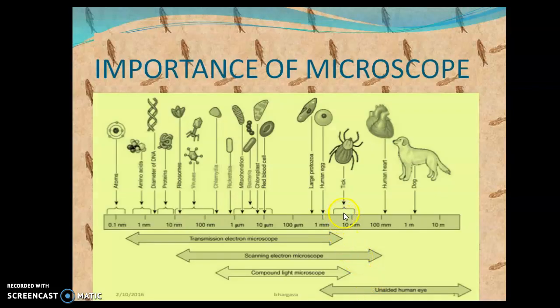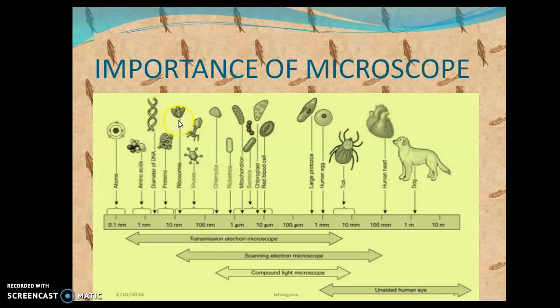If you observe this slide, if the object size is 10 mm, then we can see it with our naked eye. If the size is so small, like 0.1 nanometer, then we can't see it with our naked eye. For that purpose we require special types of lenses, for example normal glass lenses in the case of light microscopy and magnetic lenses in the case of electron microscopy. As a result we can see such tiny things, for example atoms, amino acids and the structure of DNA, clearly.